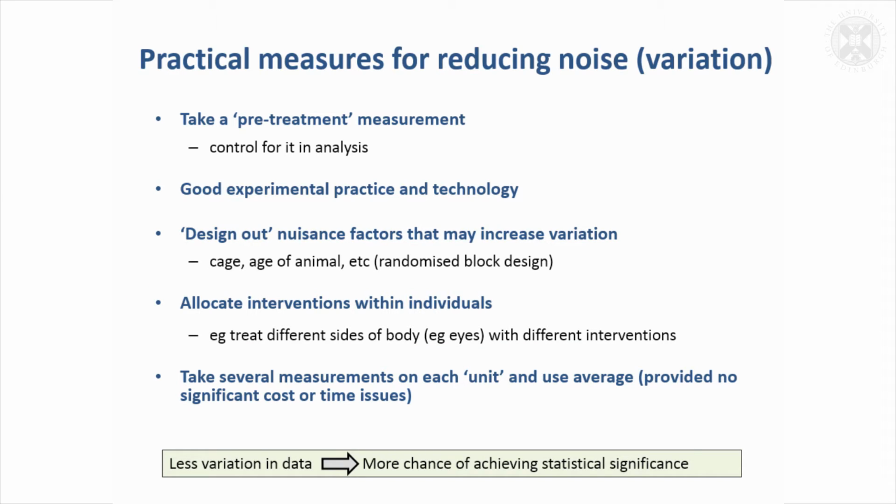Another thing, it's not always practical to do this, is if you're taking measurements, you could reduce the measurement error by taking several measurements on one unit and using the average. However, if there's significant cost or time issue in doing this, it's not always the best way to use your resources. This will reduce the amount of variability.